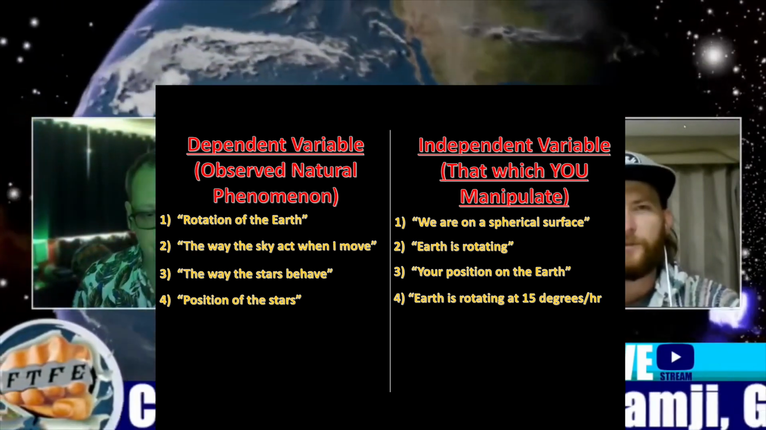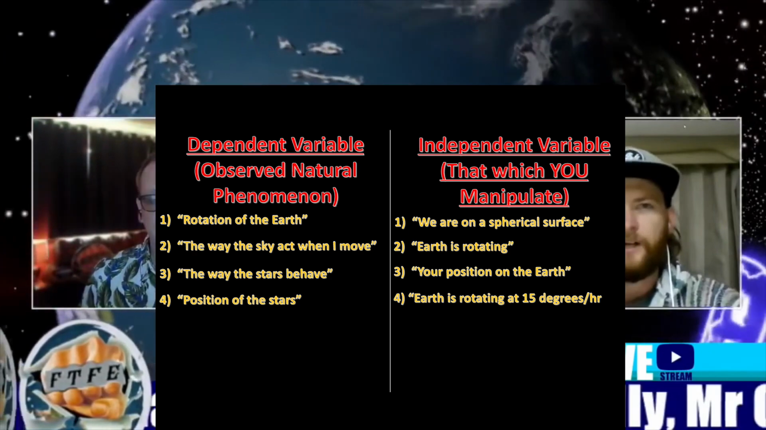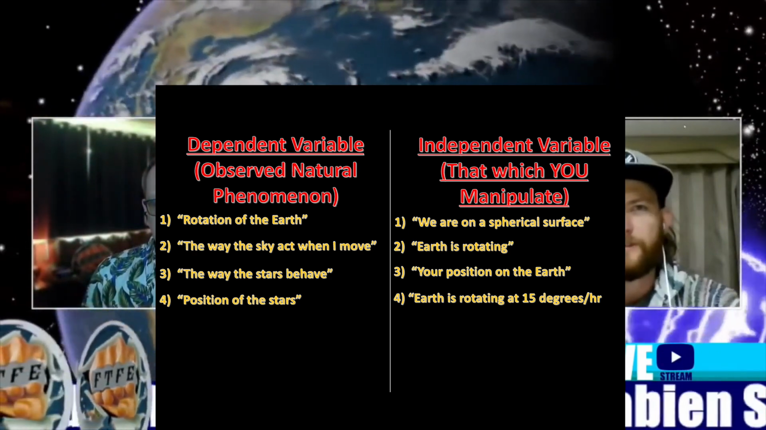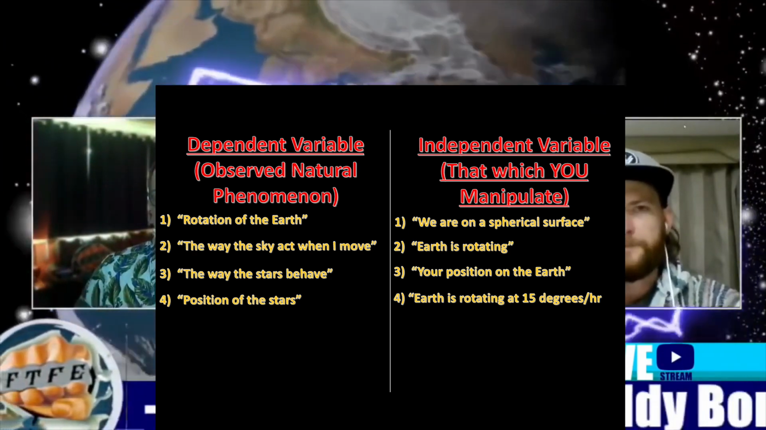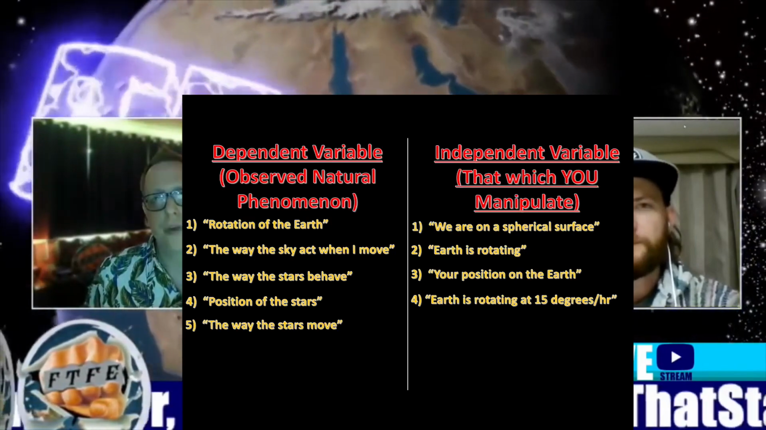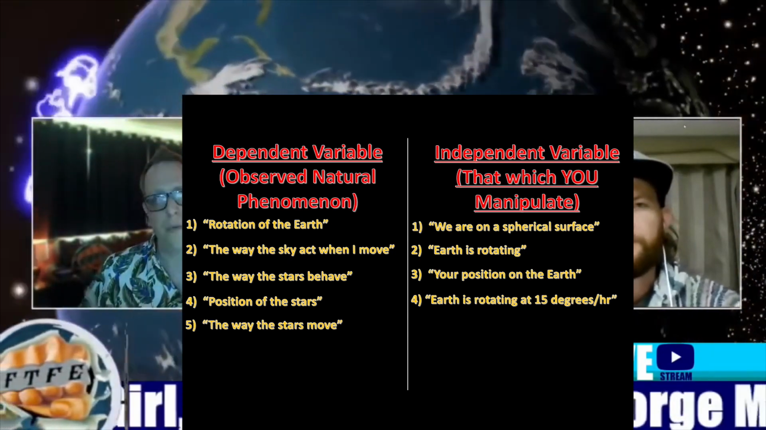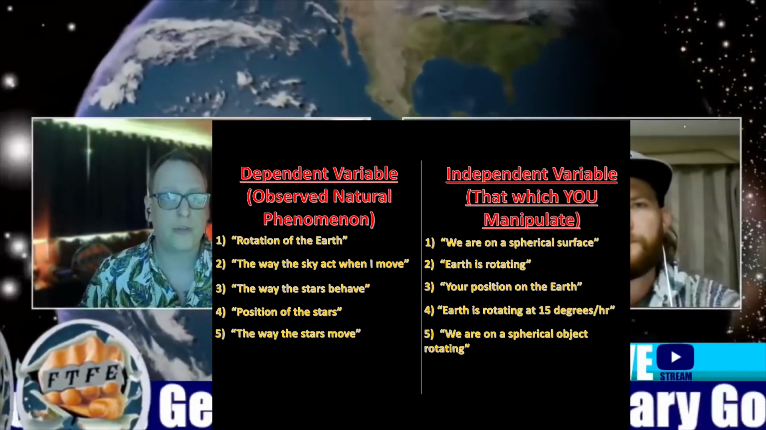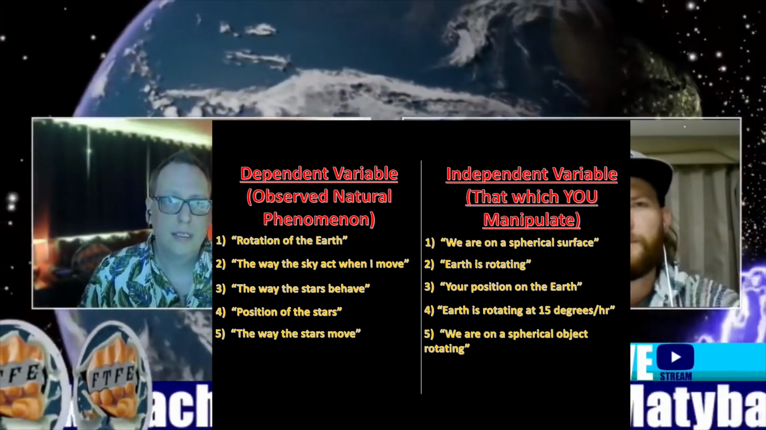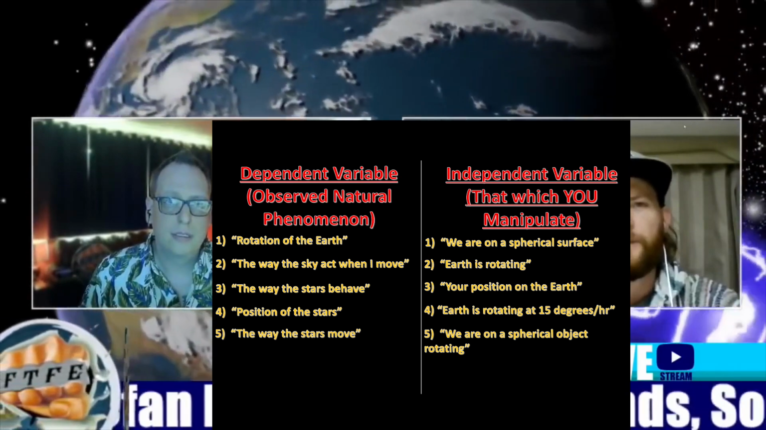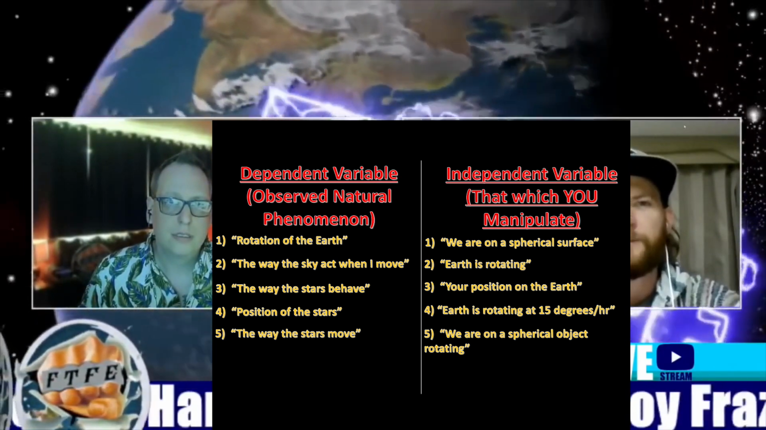I don't mean to interrupt, but you kind of got two things going on. You got rotation of the sky and rotation of the Earth. Which one is the natural phenomenon? Well, my observation was the way that the stars move, and my hypothesis, do you want to stick with that? Yeah, but my hypothesis from that was that we are on a spherical object that's rotating. So to have the dependent variable, you have to have one effect, one dependent variable. What are we picking?